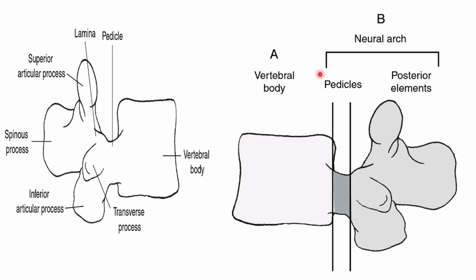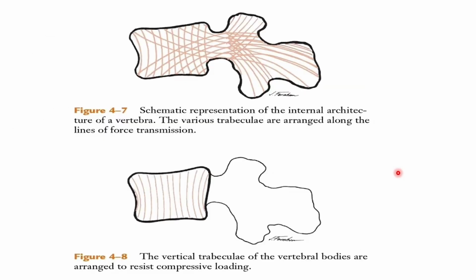The neural arch is further classified into pedicles and posterior elements. The posterior elements are again classified into lamina, transverse process, and spinous process. So this is the trabecular system, or the internal architecture of the vertebral body or vertebral column. The various trabeculae are arranged along the lines of force transmission. This trabecular system is responsible for controlling the compressive forces acting on the vertebral column. The vertical trabeculae of the vertebral bodies are arranged to resist the compressive loading.